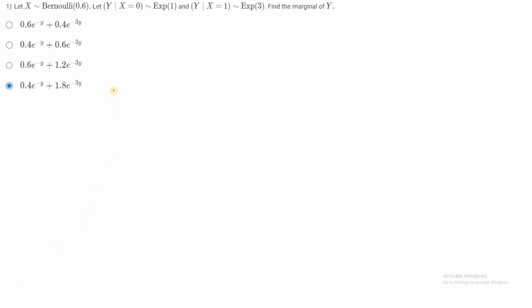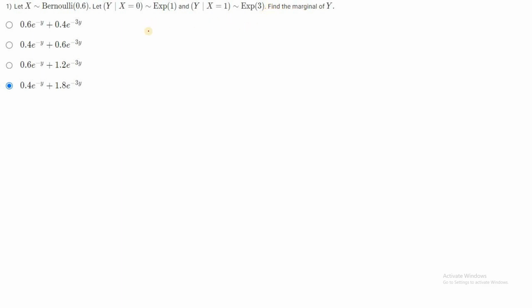So the first question, they've given a random variable X as Bernoulli 0.6. Let Y given X equal to 0 be exponential 1, and Y given X equal to 1 be exponential 3. So what is the marginal of Y? How to find out the marginal of Y?